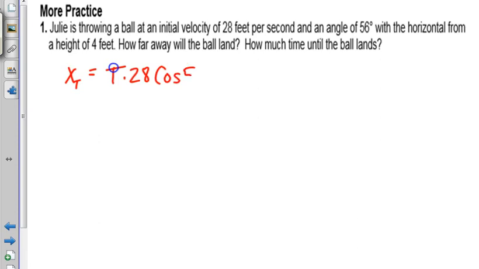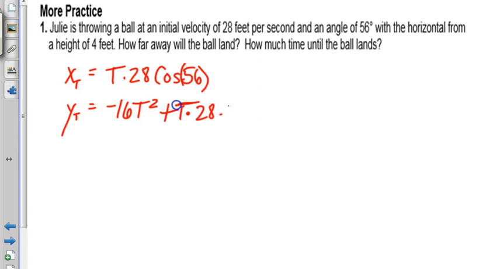Okay. 56, is that what it says? Okay. And then for Y? Anybody? Yeah, somewhere you got to put a T in there and a 28 and a sine of 56. And this one says 4 feet off the ground.